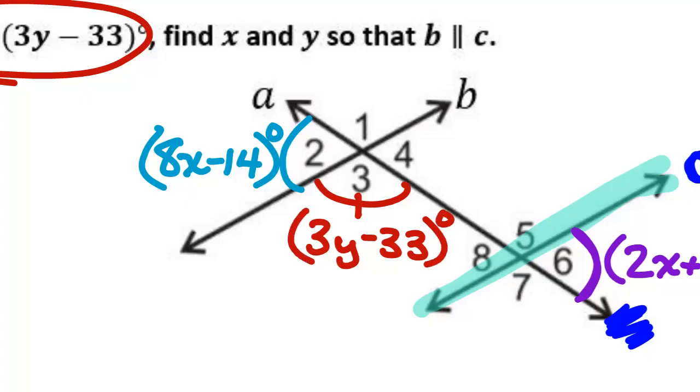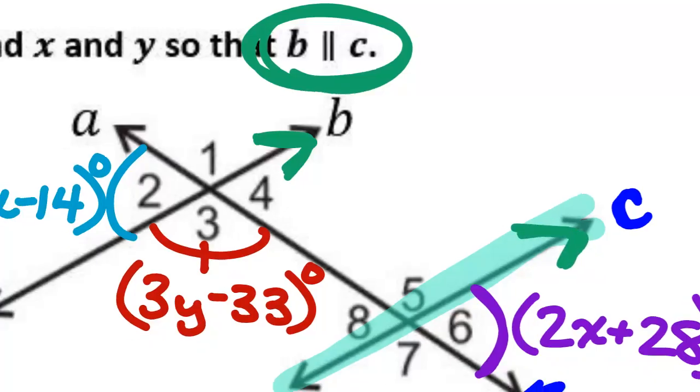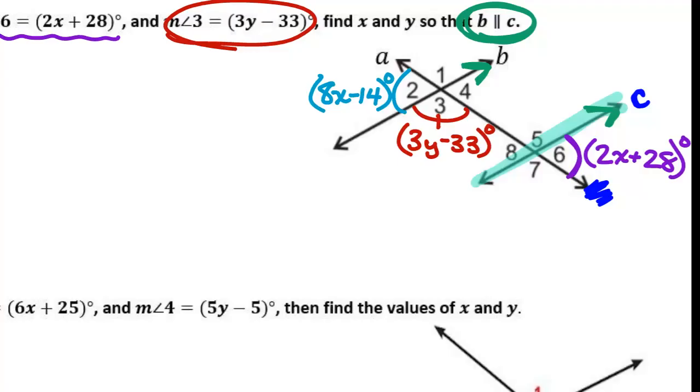We want to find x and y so that line B is parallel to line C. So these two lines right here should be parallel to each other. So the first thing I'm going to do, we're going to look at the two angles that we have x's in. I have an x right here and an x right here. So those have to be the angles that I look at to set this up.